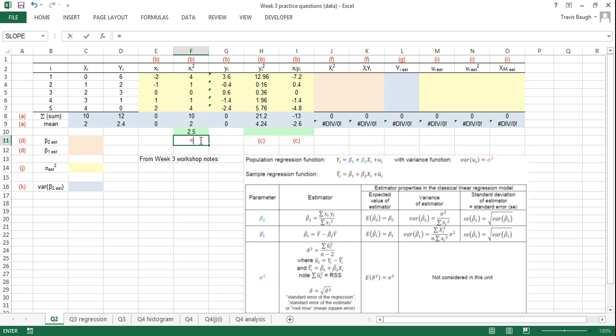I can actually check that by using the variance function, which is by default the sample variance calculation, and it's coming up with a different answer. Why is that?